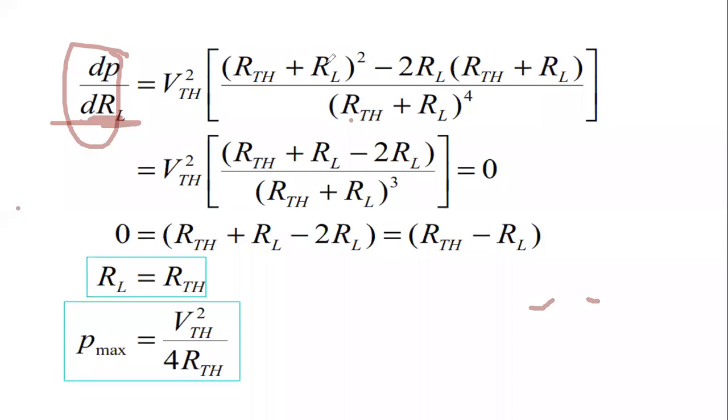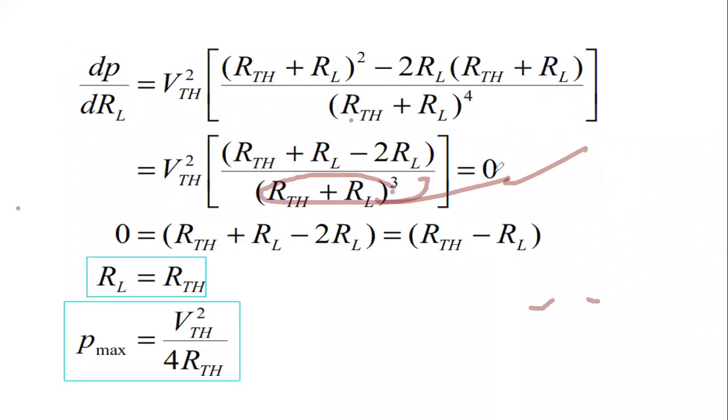So we apply the u by v rule, the division rule. For maximum or minimum, the derivative has to be kept equal to 0. So if you take the derivative and put it equal to 0, the denominator goes to the other side and becomes 0. I am left with this equation, RTH plus RL minus 2RL equal to 0. This gives me RL equal to RTH.